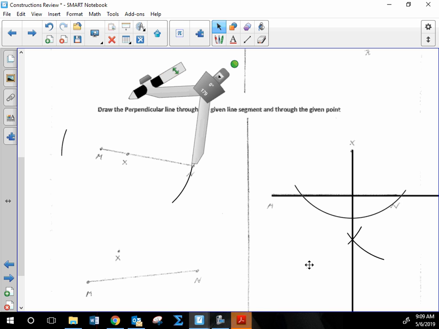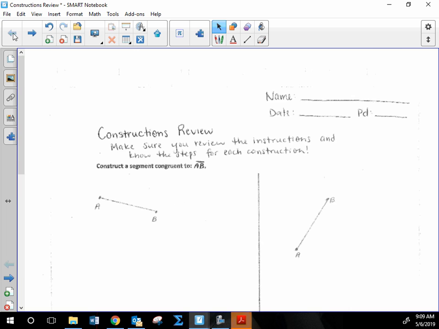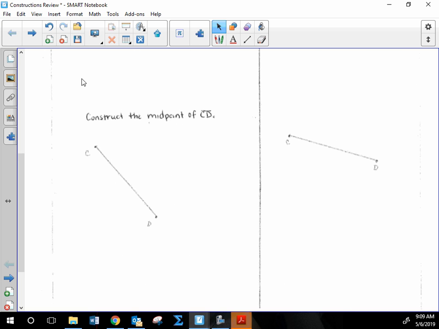So, construct the midpoint. Yeah. So for constructing our midpoint, technically we're going to do a perpendicular bisector, even though it's only asking for the midpoint. So perpendicular bisector cuts it in half and is perpendicular, and that will give us our midpoint. So if they want perpendicular bisector, if they want midpoint, or if they want bisecting the line, it's all going to be the same construction.